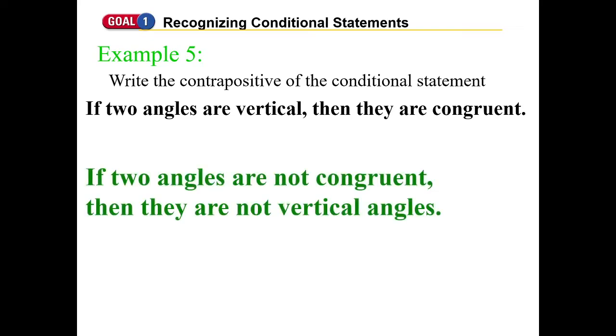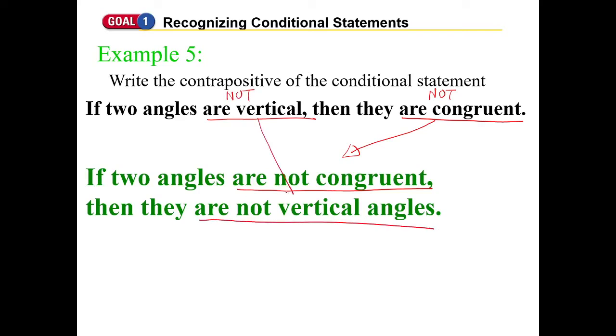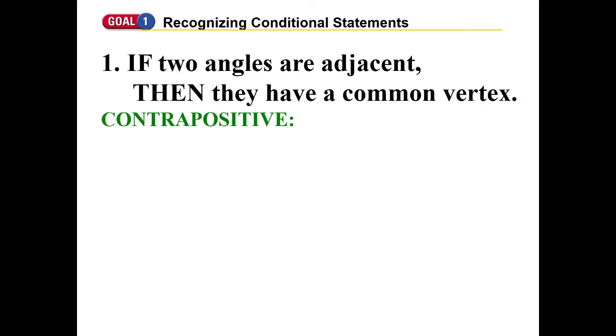That's totally right. If two angles are not congruent, the conclusion, where you put not, I move it to the hypothesis. Same with the hypothesis, where you put not, I place it in the conclusion. That's totally right. If two angles are not congruent, then they are not vertical angles. Okay? Now, let's have another example. Can I have a volunteer again? Yes, go on.